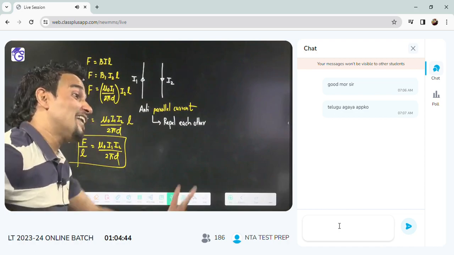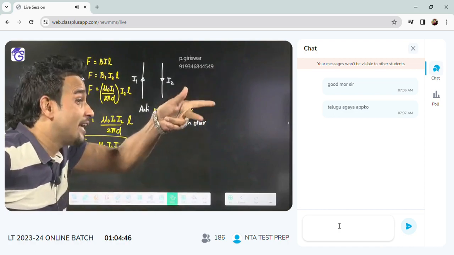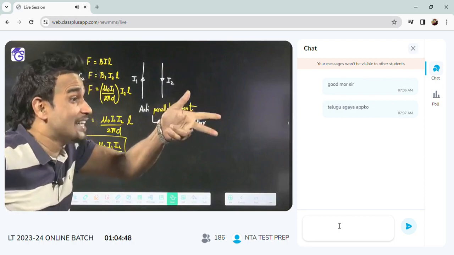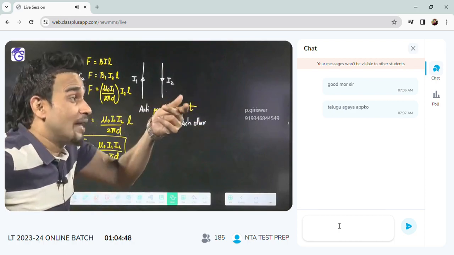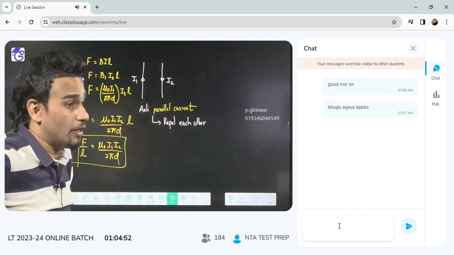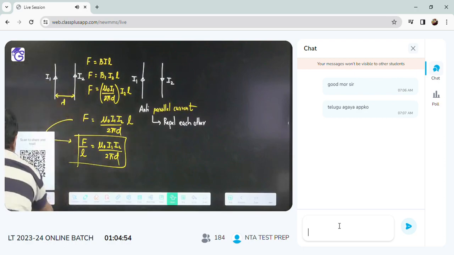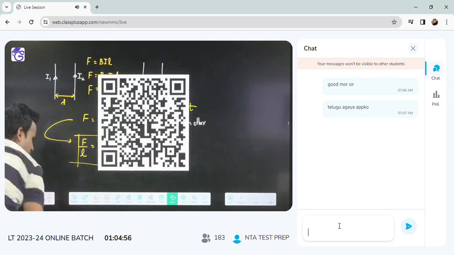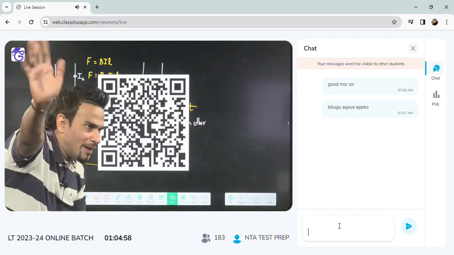And why attraction or repulsion, you can check using the left hand rule by seeing the direction of your magnetic field. So this is what we have talked about. More situations from here we'll talk about in our next class. For today we'll be ending here only.